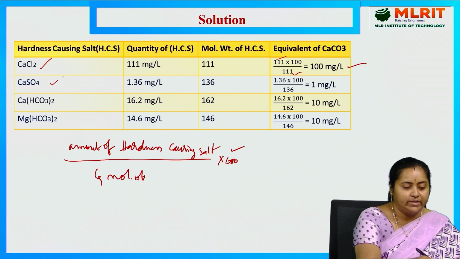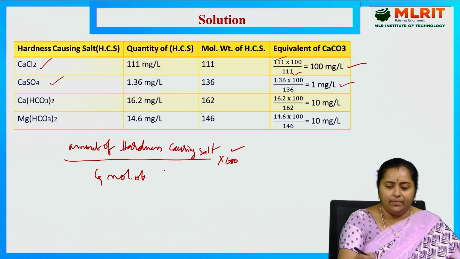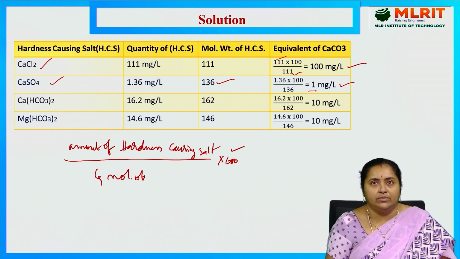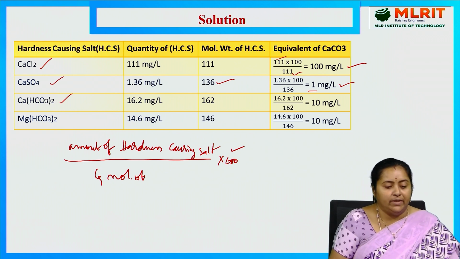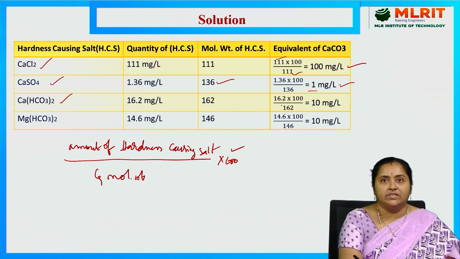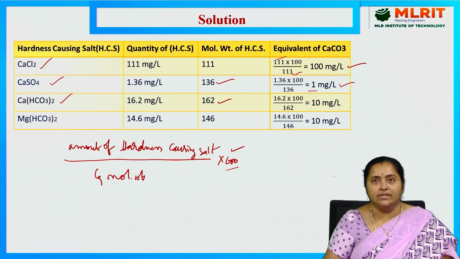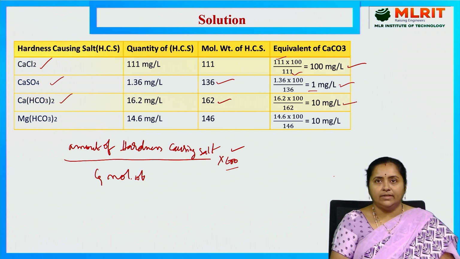Likewise, we have to convert CaSO4, that is calcium sulfate, in terms of CaCO3 equivalents by using the same formula. 1.36 is its weight that is given, divided by its gram molecular weight 136, into 100. By substituting and simplifying, we will get 1. So 1 is its CaCO3 equivalent hardness. Coming to the third one, calcium bicarbonate: the amount given in the problem is 16.2, and its gram molecular weight is 162, multiplied by 100. By substituting all these, we will get 10 milligrams per liter.